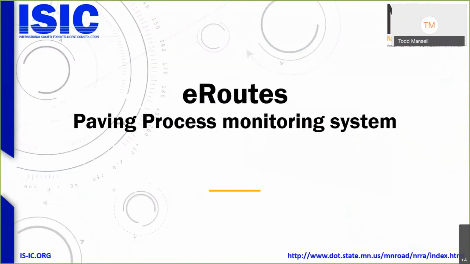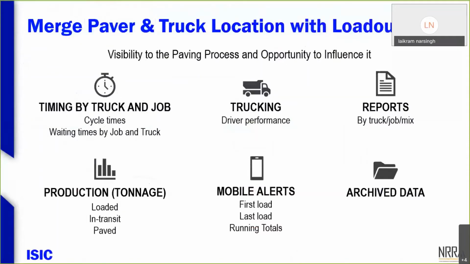So, the last thing I'm going to talk about here is e-routes. This is a Caterpillar offering on monitoring the paving process. Again, we're not the only one that has this. A lot of the other manufacturers have similar technologies, and there are some independent ones out there as well. But just to highlight what it is here, we're tracking truck location, loadout data, and all that, and it's also including electronic ticketing.